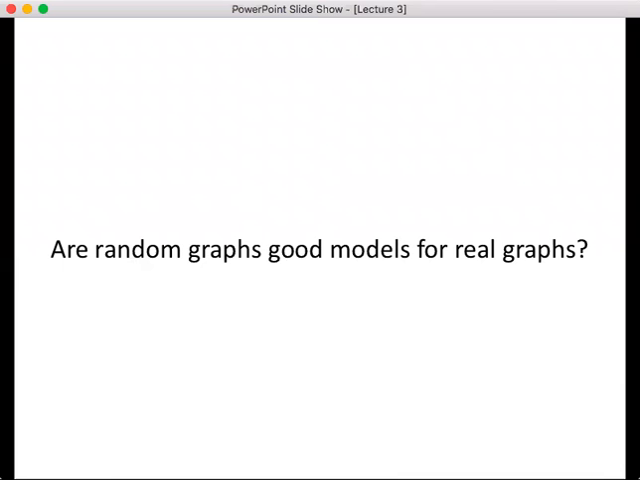And think also about another thing, which is the following question: are random graphs good models for real graphs, like those from the examples we have seen before?